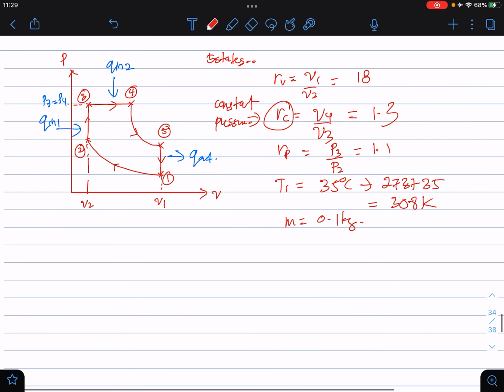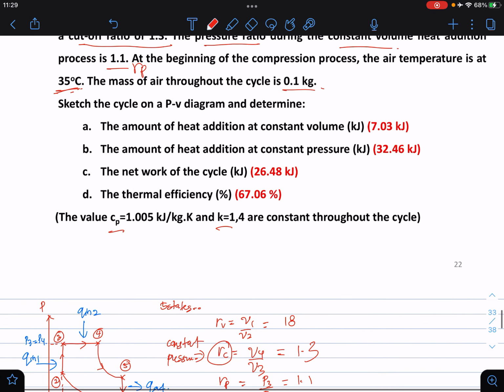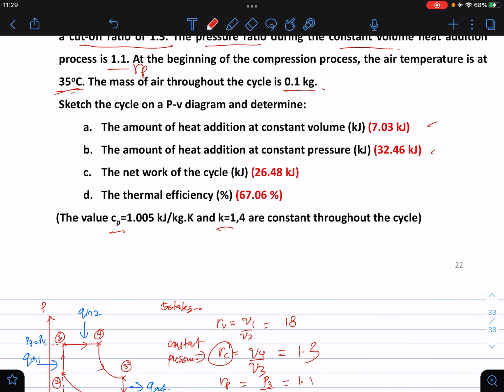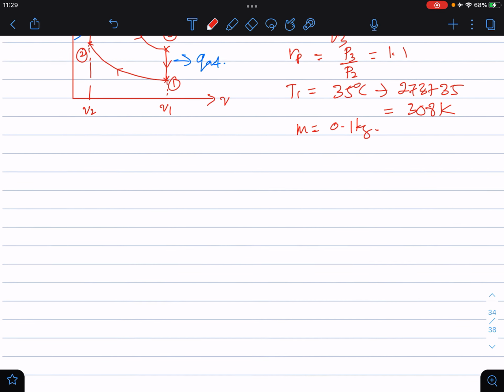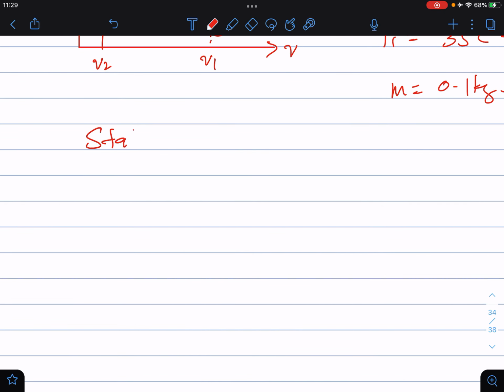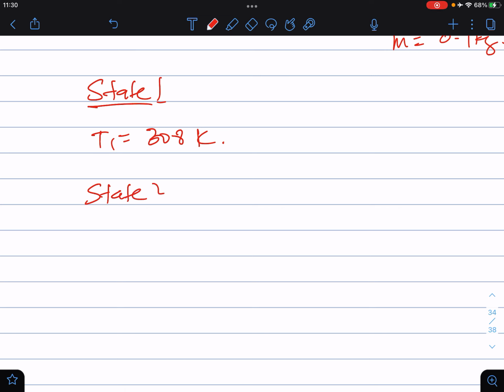Now, as previously, when you deal with a gas problem, you need to know that you must find the temperature at each of the points so that you can find the heat addition, heat rejection, and also the work produced by this kind of cycle. Since this question does not mention finding the pressure at each point, you only need to focus on finding the temperature here. So now at state 1, given T1 equals 308 Kelvin, we jump to state 2 to find T2.